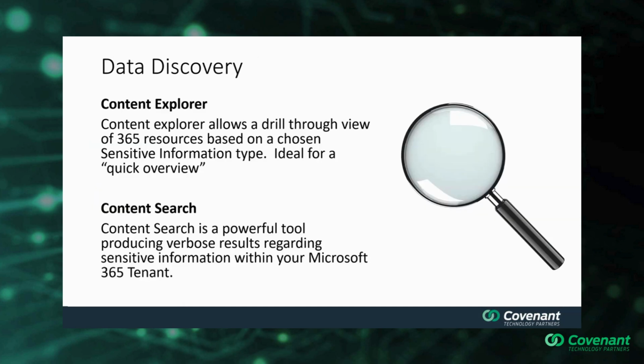Having defined your sensitive information types, the next part of the process is going to be data discovery. And that's the scoping of and determining where that sensitive information is in your environment. There's a couple quick start tools. One would be the Content Explorer. That allows a drill-through view of your 365 resources based on a sensitive information type. It is ideal for a quick overview, but may not be the ideal reporting tool.